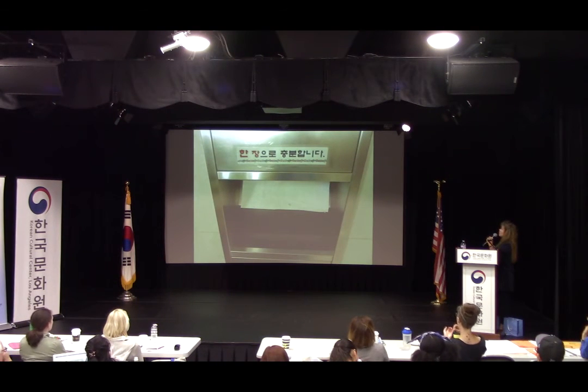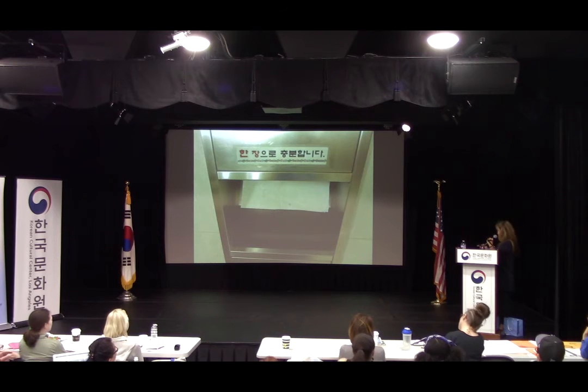And I thought this was so interesting in the bathroom. It says "한 장으로 충분합니다. 1 sheet is enough." That's what it said. I need that in our bathrooms. I thought that was amazing. "한 장 is enough." Okay.